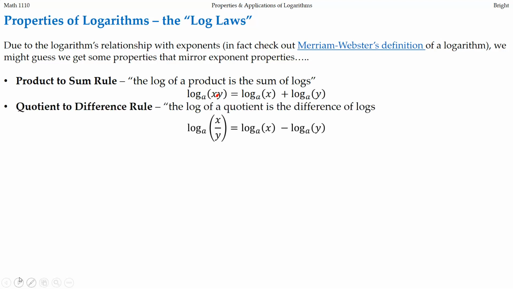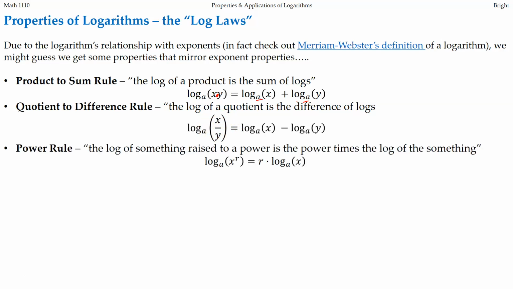The next one is quotient to difference. This time we have a quotient inside the logarithm, and that leads to a difference between logarithms of the same base. I'll also mention that the bases have to be the same. So notice quotient inside, division inside, subtraction outside.